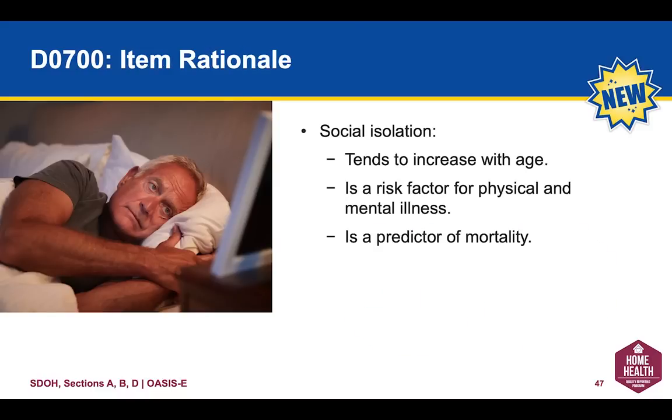Social isolation tends to increase with age, is a risk factor for physical and mental illness, and a predictor of mortality. Assessing social isolation can facilitate the identification of patients who may benefit from engagement efforts and improve quality of life. Interventions to increase social engagement of patients should be designed and implemented while also taking into account individual needs, such as disability and language, and preferences like cultural practices.